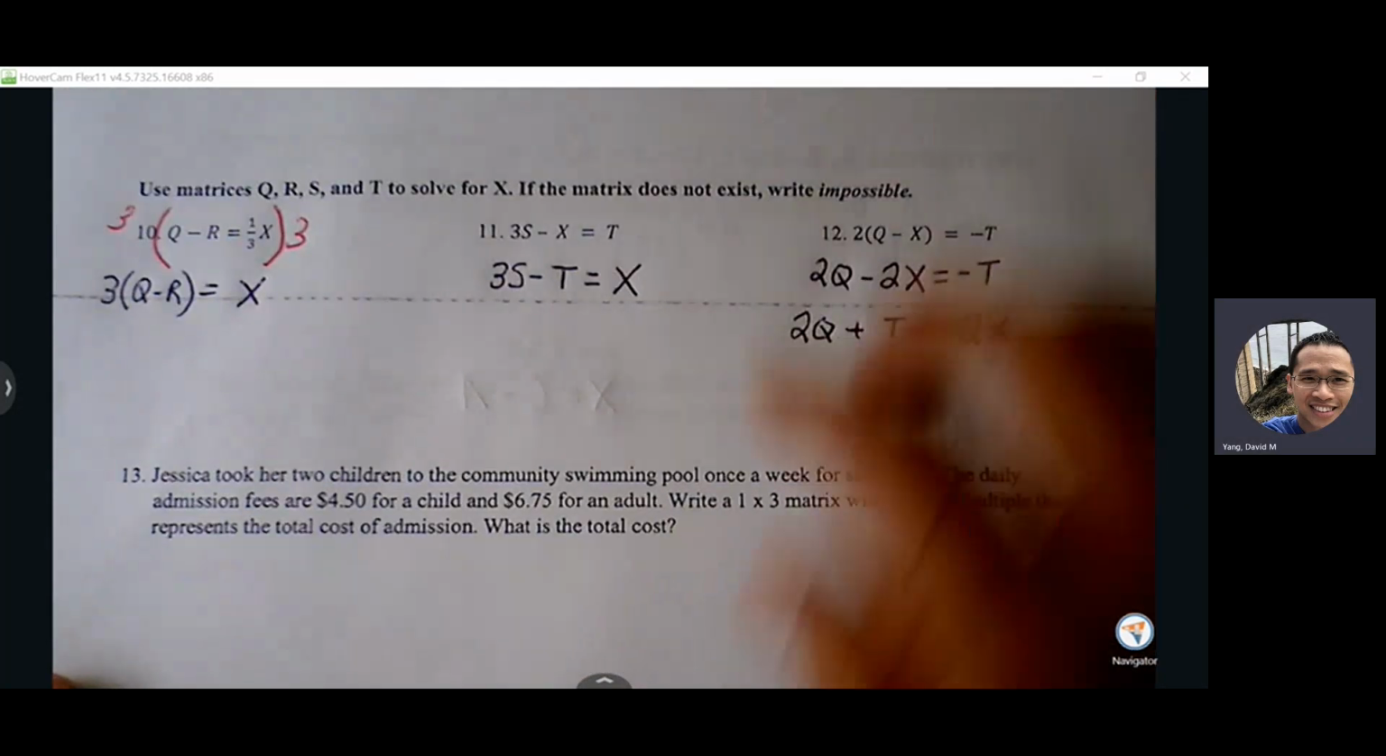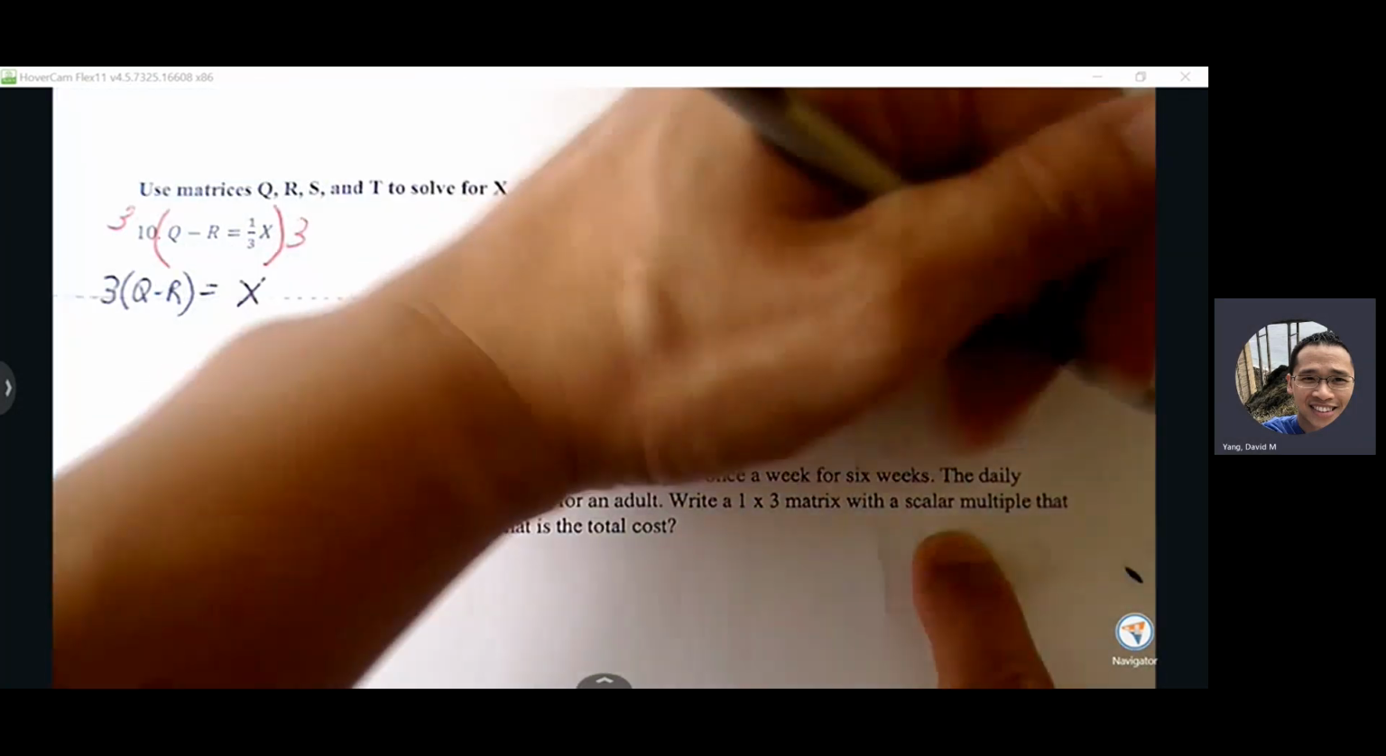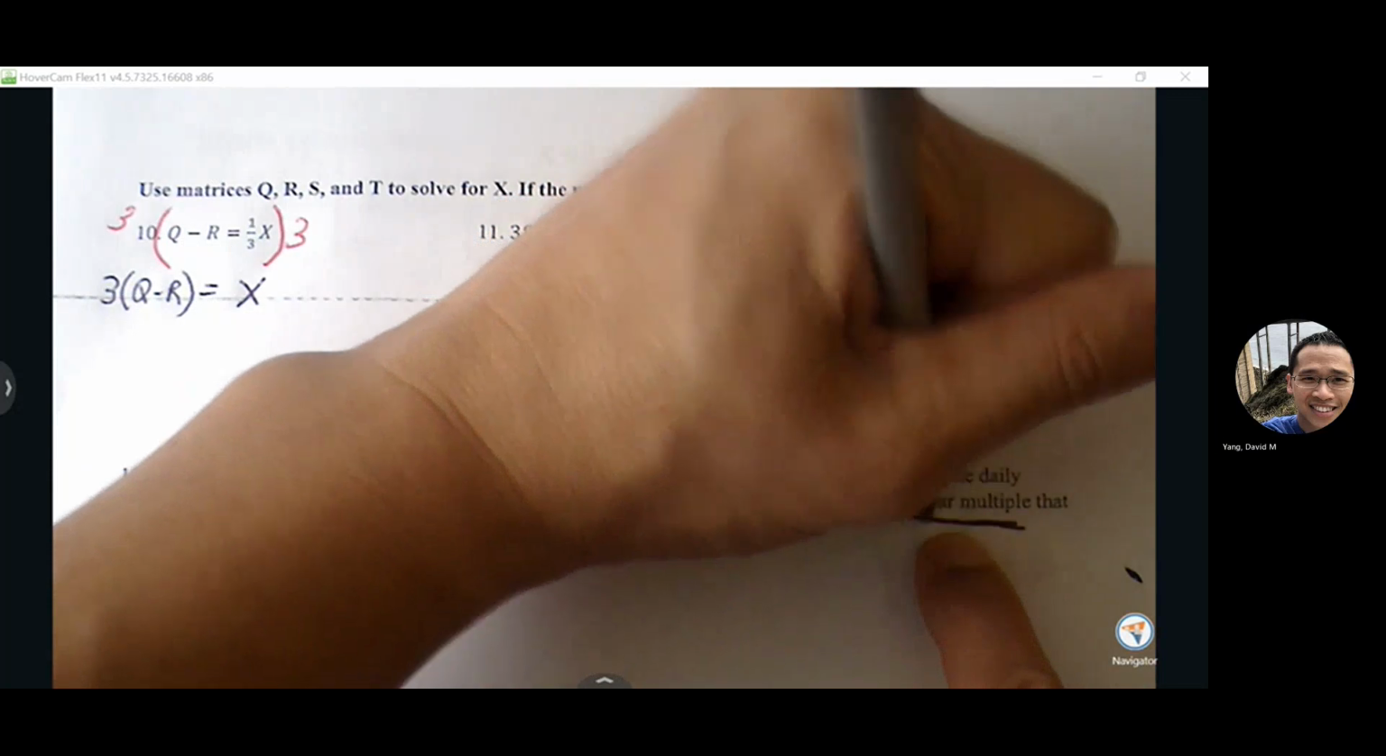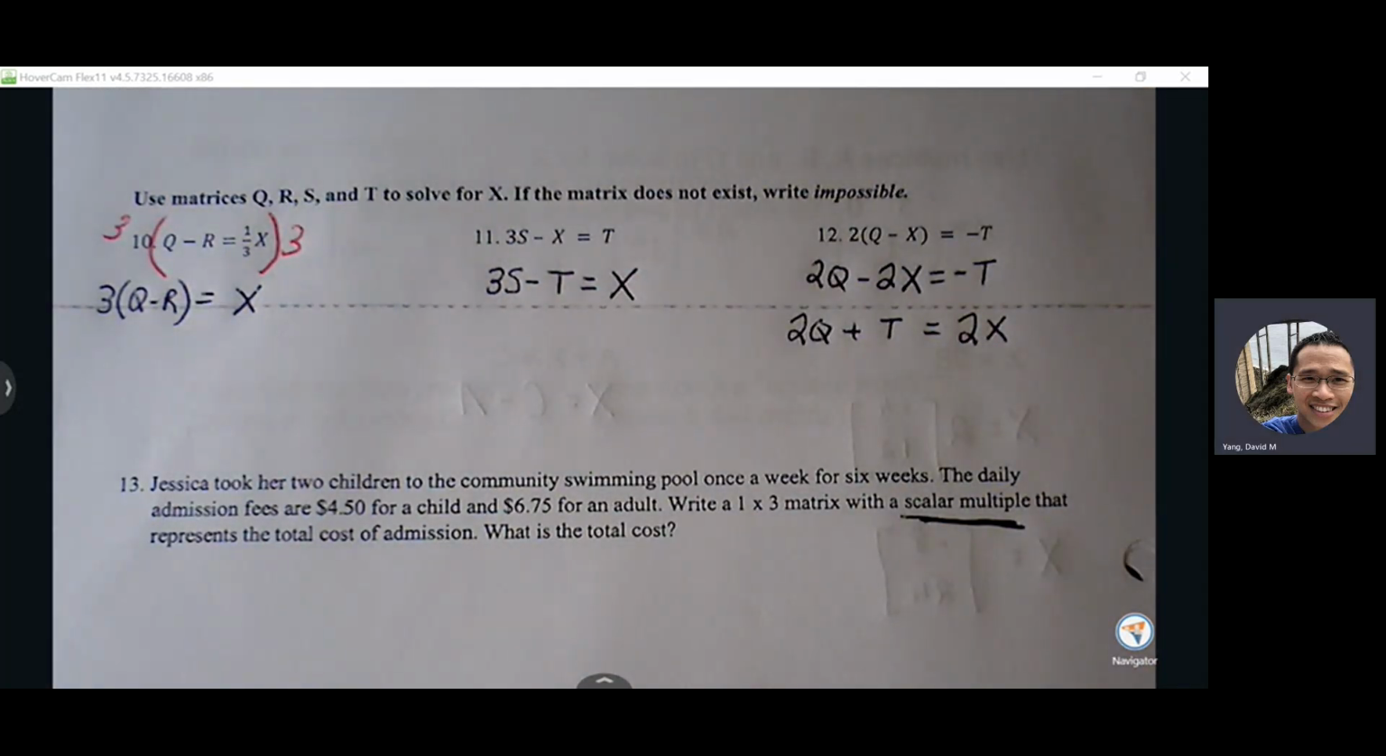And then for 13, a scalar multiple just means you want to put a number outside of your matrix, and then multiply through. Okay. I'll show that. I'll go through 13 in a moment, but I want to see how you guys do 10 through 12 first.